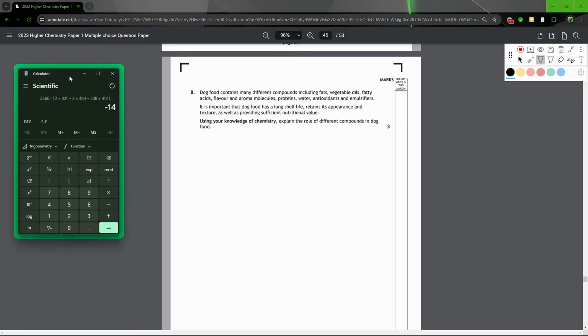Dog food contains many different chemicals, including fats, vegetable oils, fatty acids, flavor and aroma molecules, protein, water, antioxidants, and emulsifiers. It is important that dog food has long shelf life, retains its appearance and texture, as well as providing sufficient nutritional value. Using your knowledge of chemistry, explain the role of different compounds in dog food.